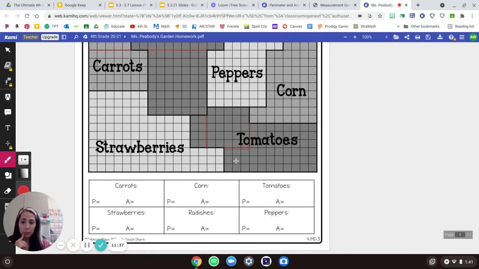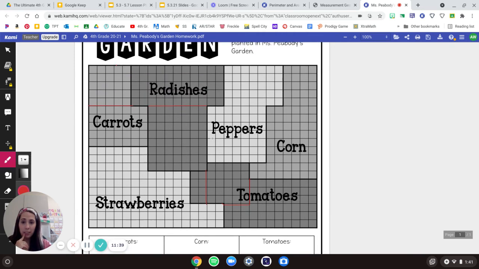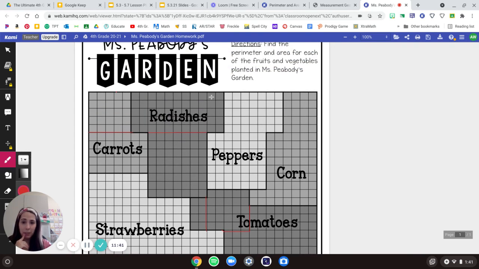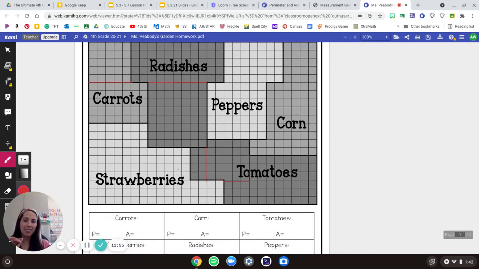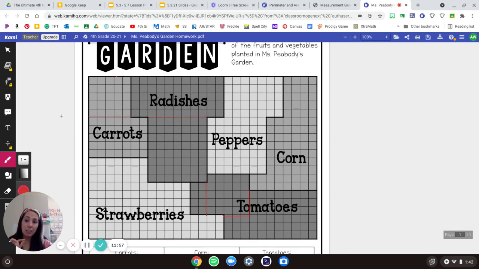And then remember, perimeter is counting by the sides, everywhere that's along the side of the shape. So think, is this on the side of my whole big area? No, it's on the inside part, right? It's not touching that black line. So careful when you're doing that. All right? So area and perimeter for each of these.